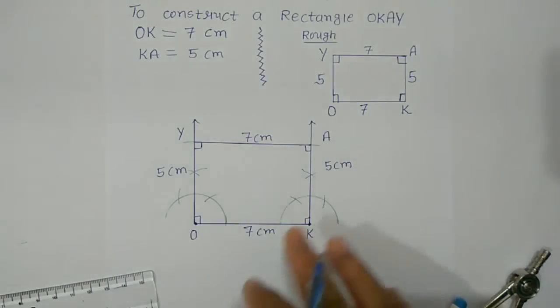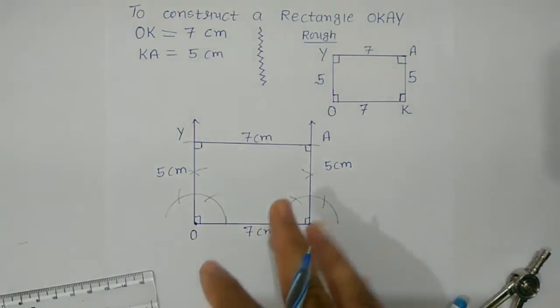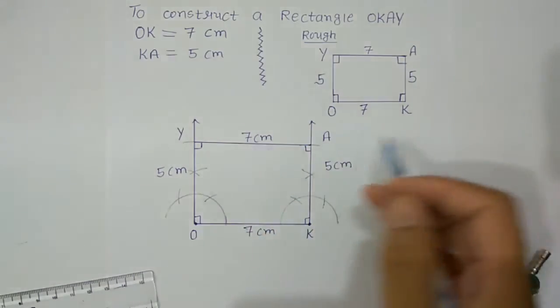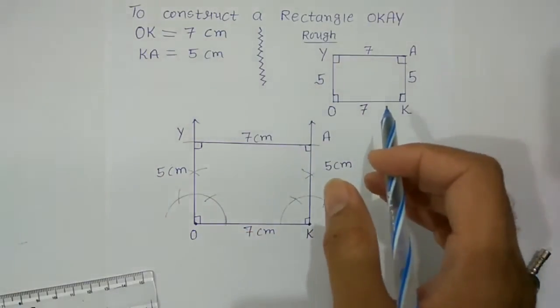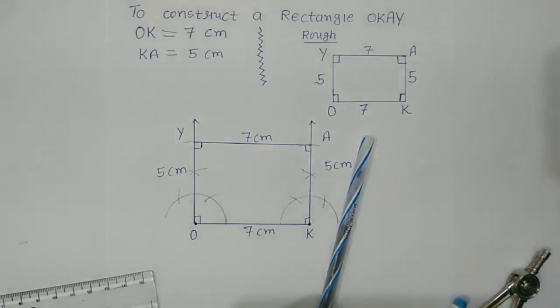So in this way we can construct any kind of quadrilateral, but first of all we must have the knowledge of the properties of that particular quadrilateral. Okay, so this is all about this lecture. Okay, thank you.